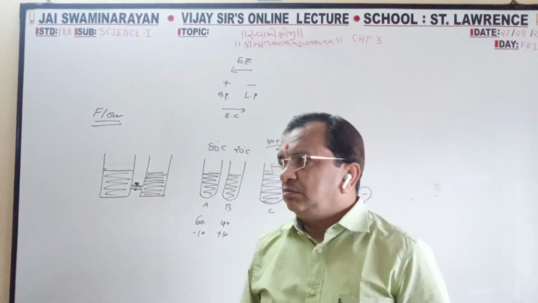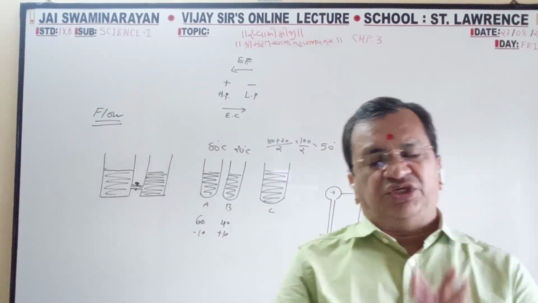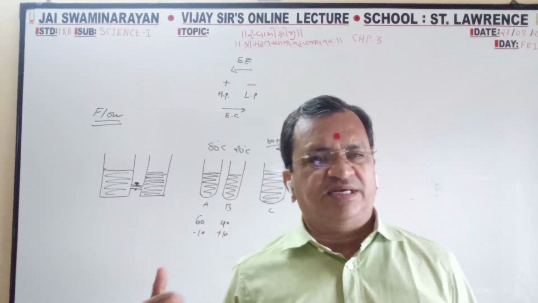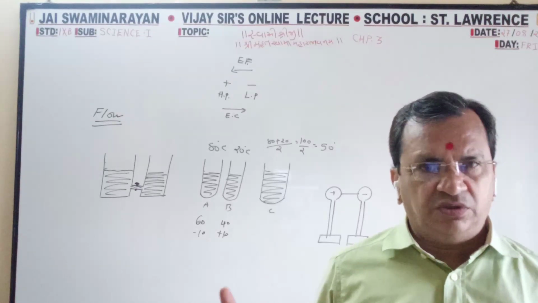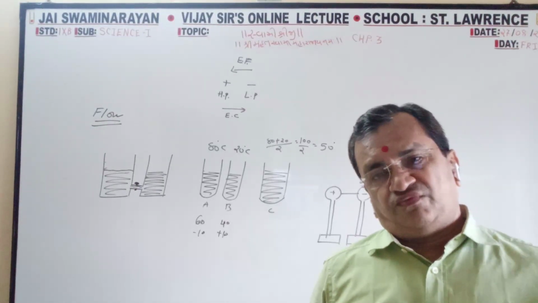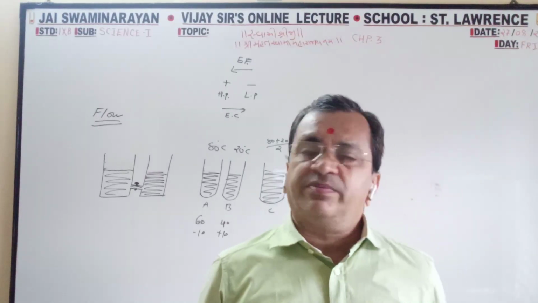So potential is the level of charge. High charge, high potential, positive. Low charge, low potential, negative. Flow is always from higher potential to lower potential.